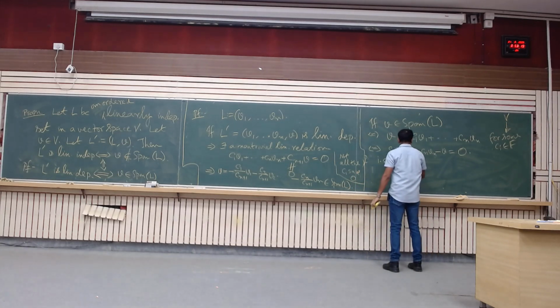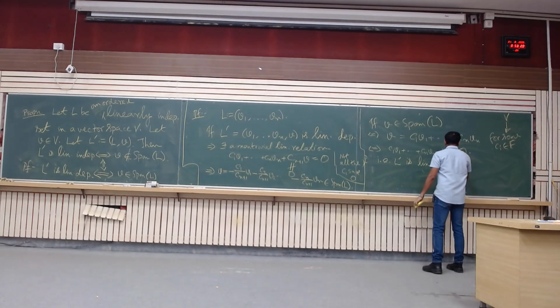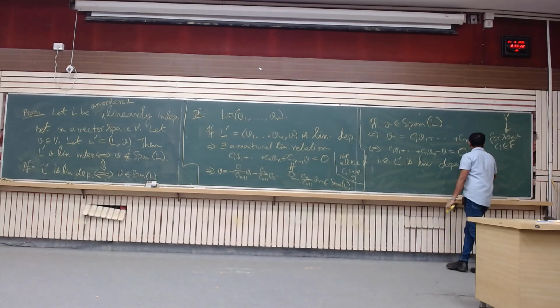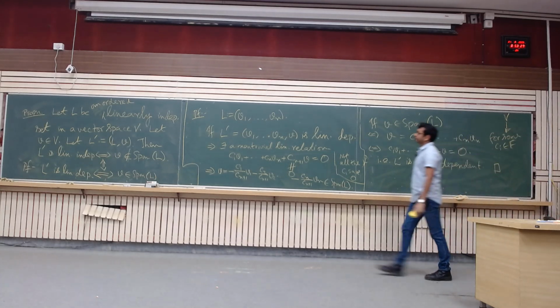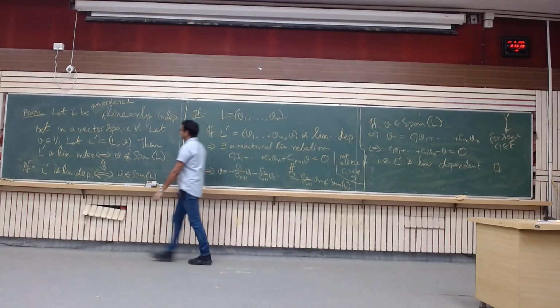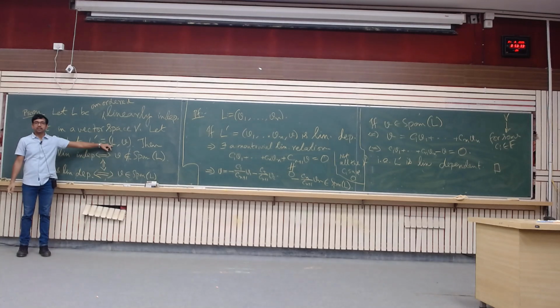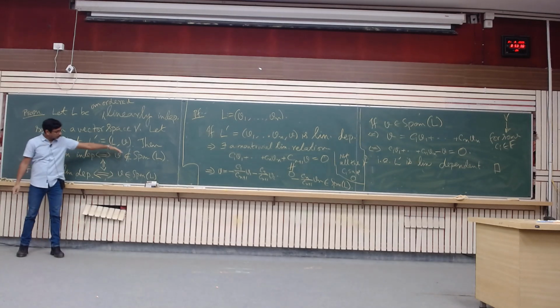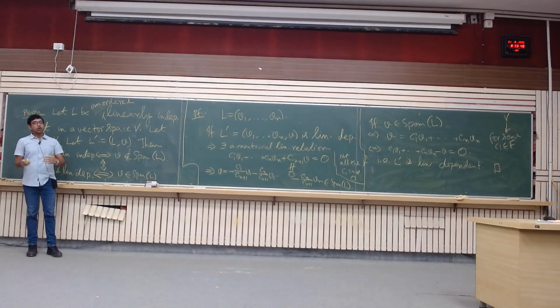That is, L dash is linearly dependent. And that is what we wanted to prove. So, you start with a linearly independent set, and then you add one element to it. If this is inside the span of L, this new set is a linearly dependent set, otherwise it is a linearly independent set. So, how should we now go from a linearly independent set to a basis?